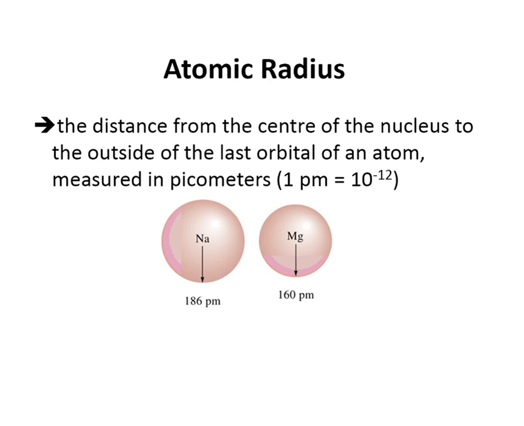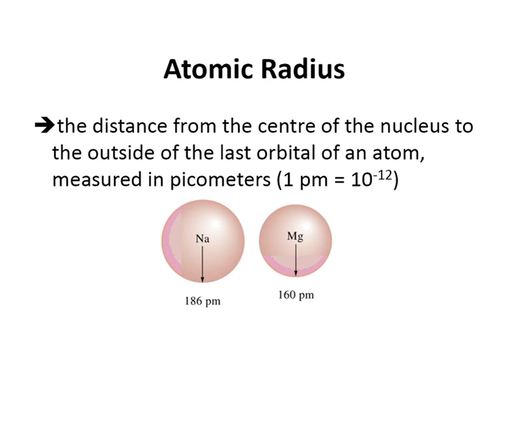This is probably the easiest one to understand, especially with the background knowledge that you have. So atomic radius is basically talking about the size of the atom, the distance from the center of the nucleus to the outside of the last orbit or orbital of an atom. So just think like a circle or a sphere in math. You've got the center there, that's your nucleus for the atom, and it goes all the way to the outside where you would find that last electron.